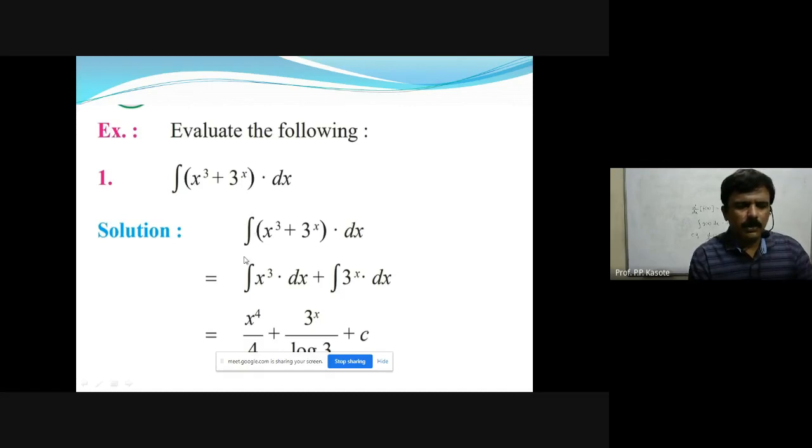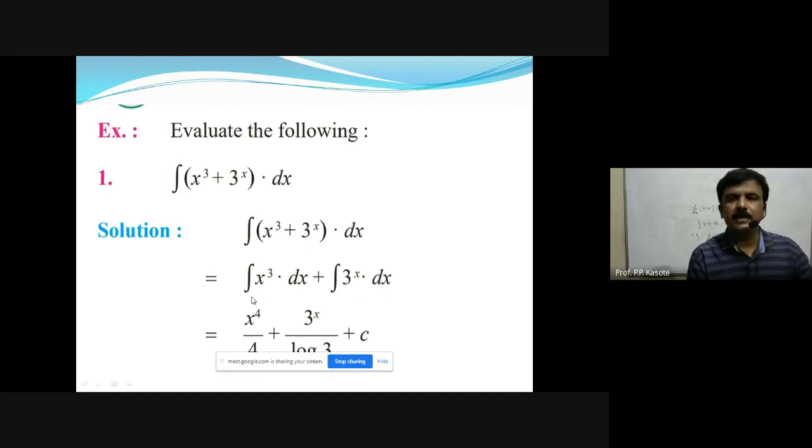Okay, so we'll use the first rule. We'll evaluate their integral separately. That is, integral of x cube dx plus integral of 3 raised to x dx. Generally, we denote it by capital I. Here capital I is not printed, but we write capital I is equal to integral of x cube dx plus integral of 3 raised to x dx.